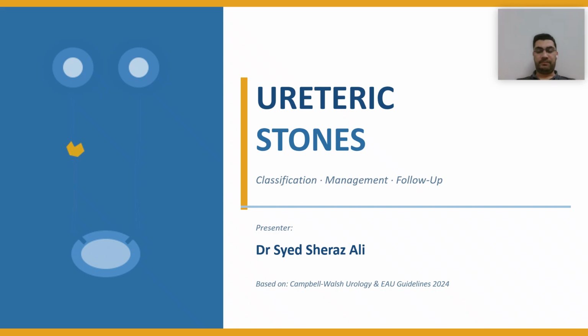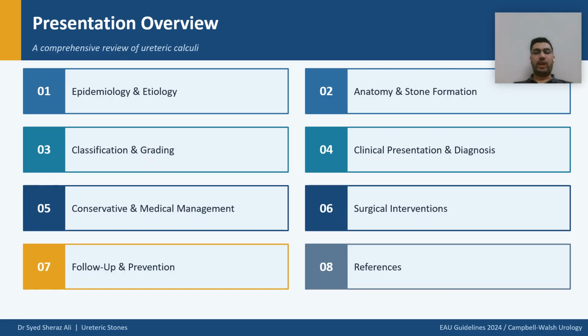Let us begin. Before we dive into detail, let me give you a brief roadmap of what we will cover today. We will start with epidemiology and etiology, understanding how common this condition is and who is at risk. Then we will move on to anatomy and stone formation, particularly focusing on the natural narrowing points in the ureter where stones tend to get stuck.